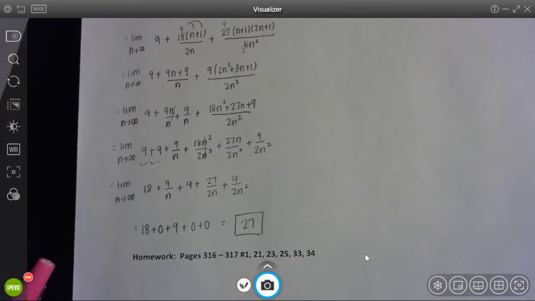So these two examples that I just did will help you out with the homework problems. Let me know if you have any questions about anything.